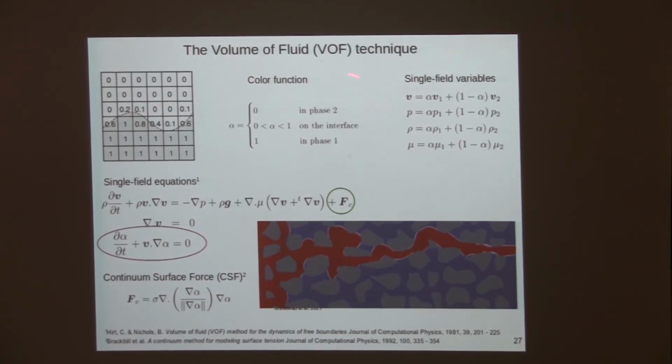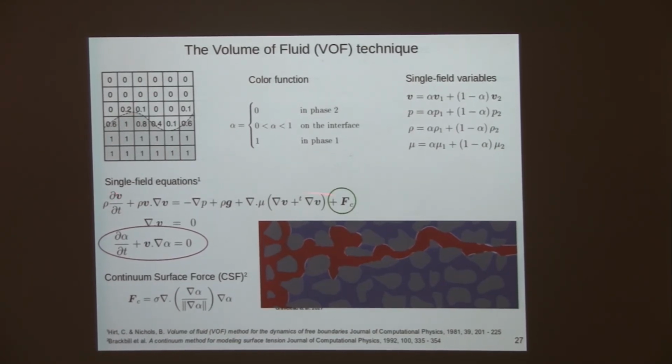With this single field formulation, we can write a single field momentum equation. So yes, we are working with two-phase flow, but we write only one equation for the momentum, one equation for the conservation of mass, and one equation for the advection of this color function. You can notice that in this momentum equation we have an additional term related to the capillary forces. So basically, at steady state, it will compute the Laplace law.